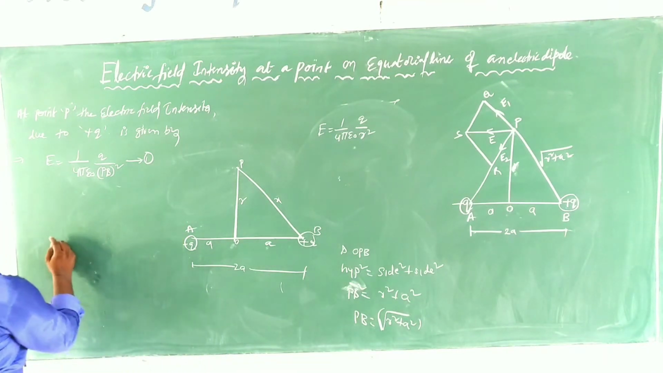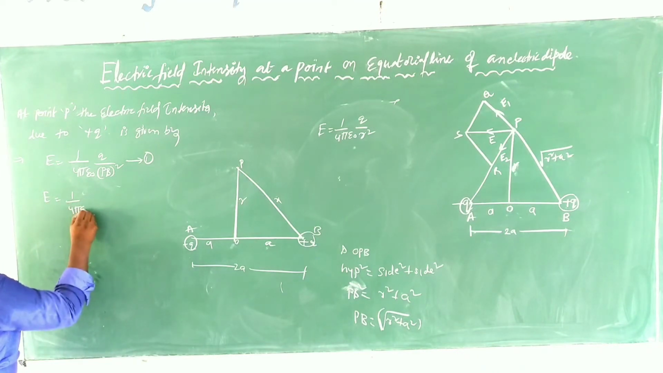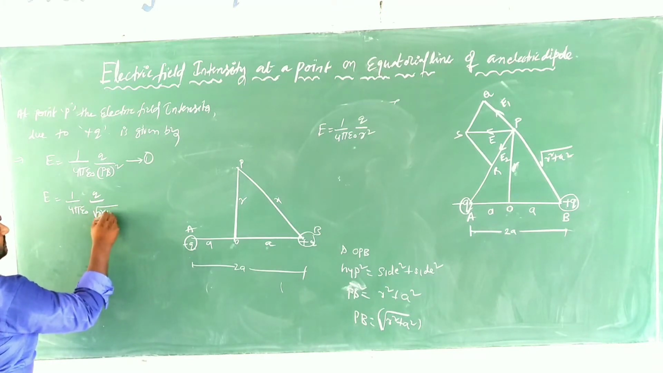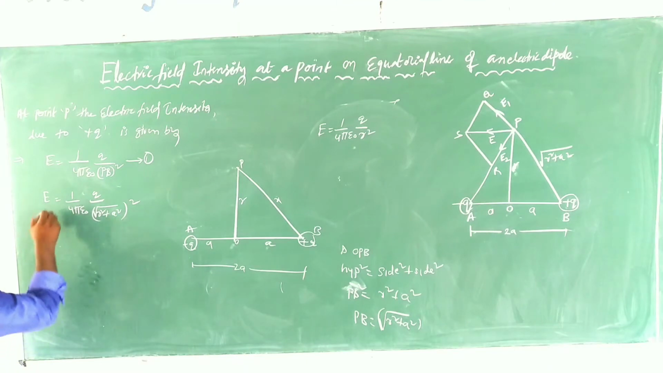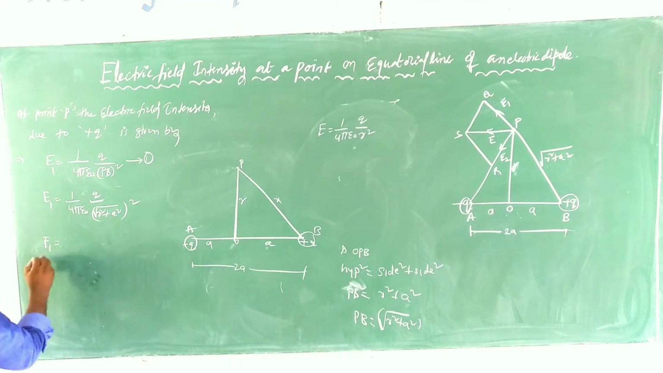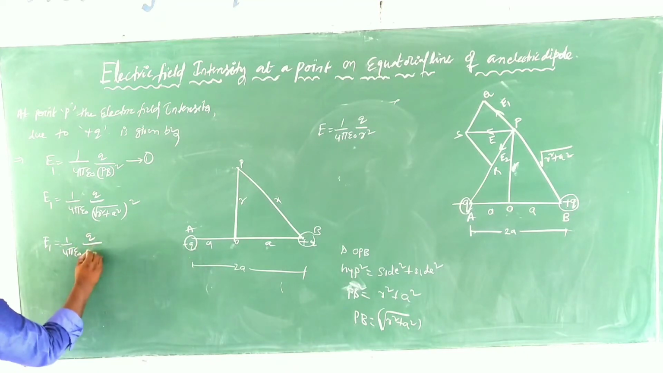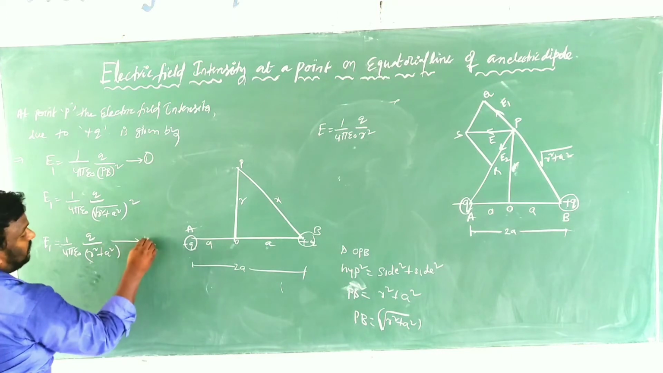Now you have to substitute this value here. E is equal to 1 by 4 pi epsilon naught q by PB, which is under root of r square plus a square, whole square. Then what do you get? E1 is equal to 1 by 4 pi epsilon naught q by r square plus a square. So this is equation number 2.